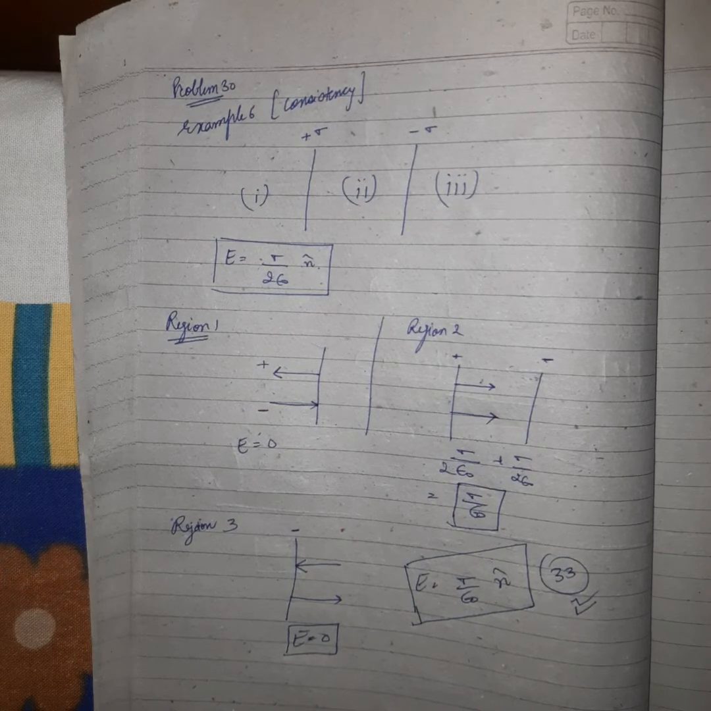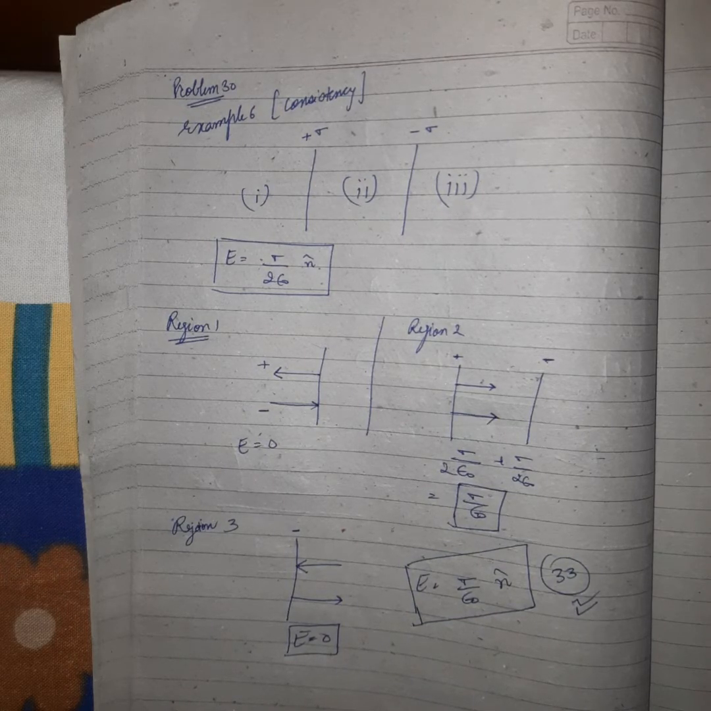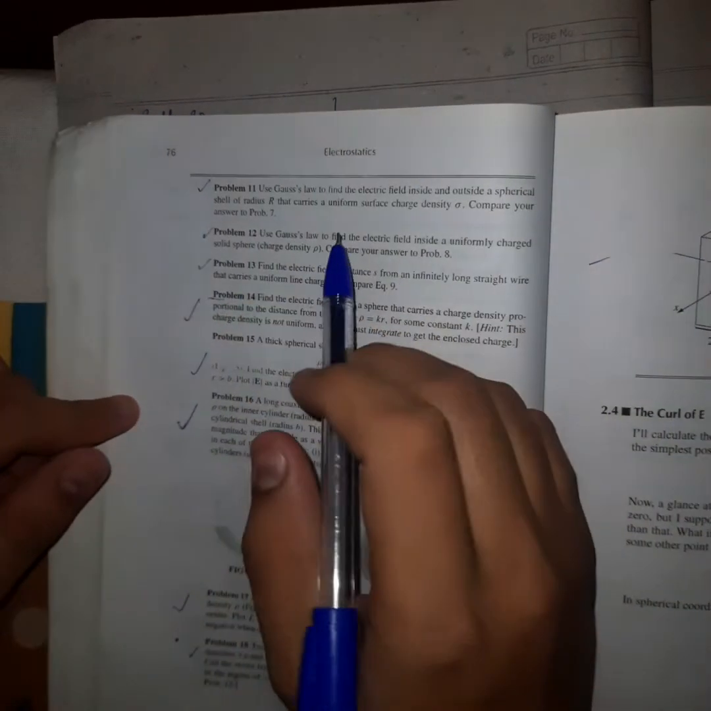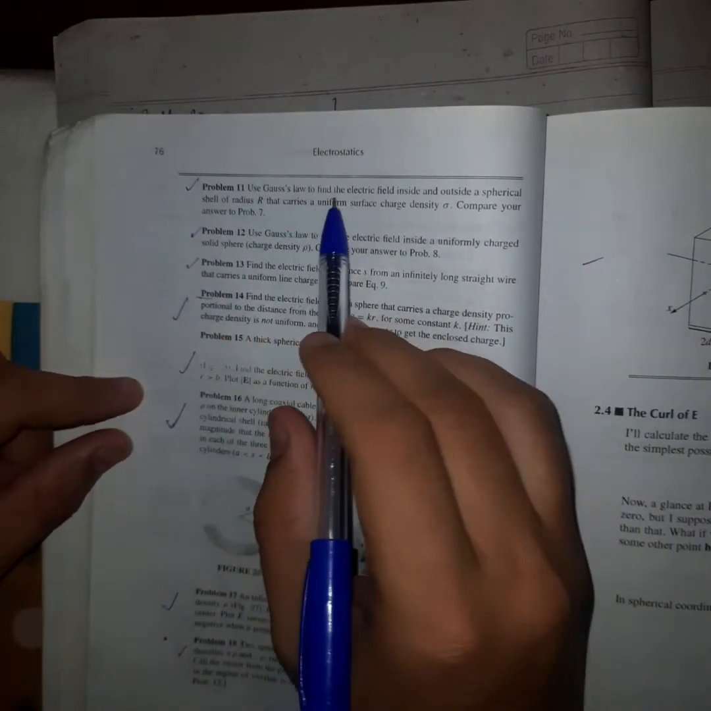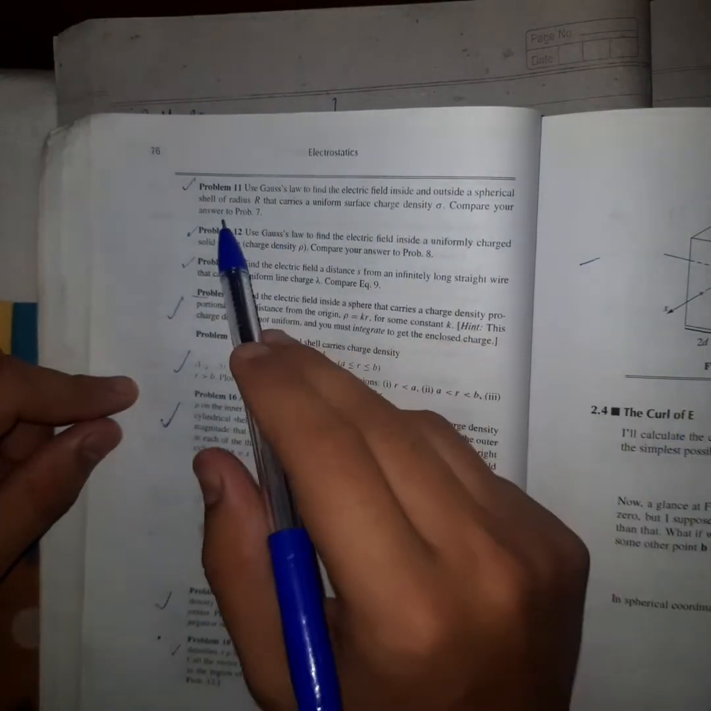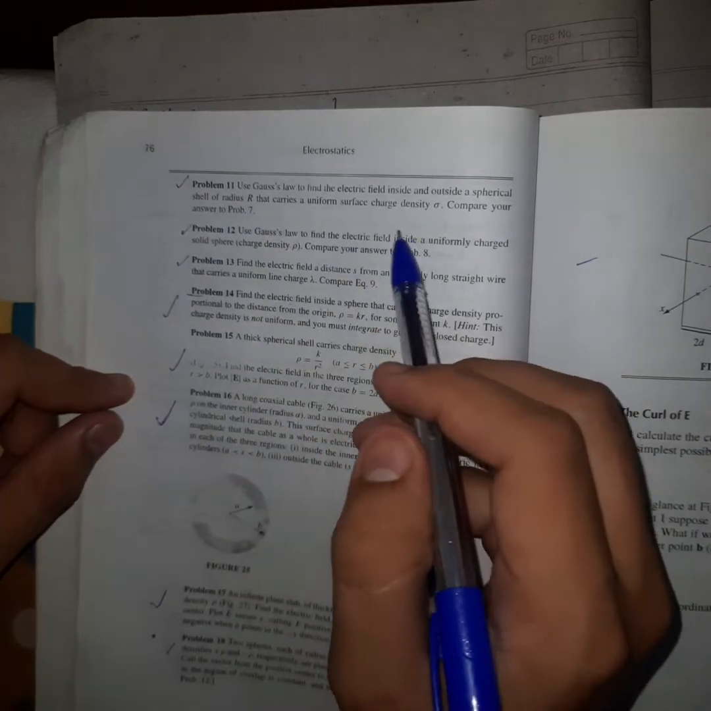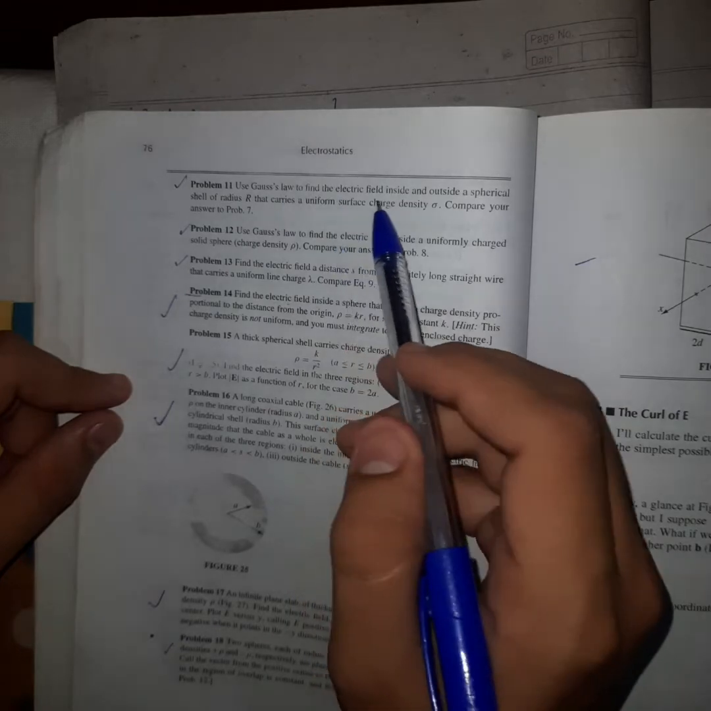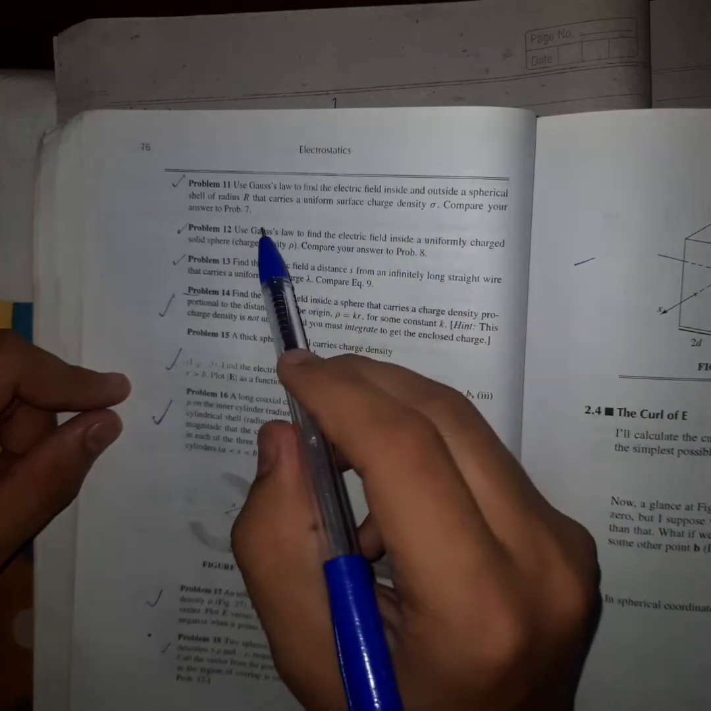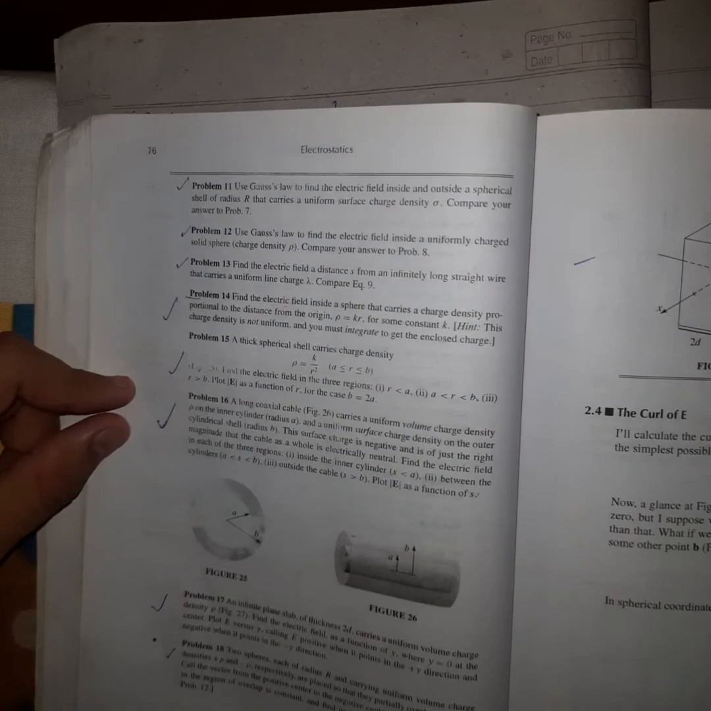Now let us go with problem number 11. Problem number 11 is: use Gauss law to find the electric field inside and outside of a spherical shell of radius r that carries uniform charge density sigma. We need to calculate the electric field inside and outside the spherical shell. We have calculated it. Let me just write its results quickly.